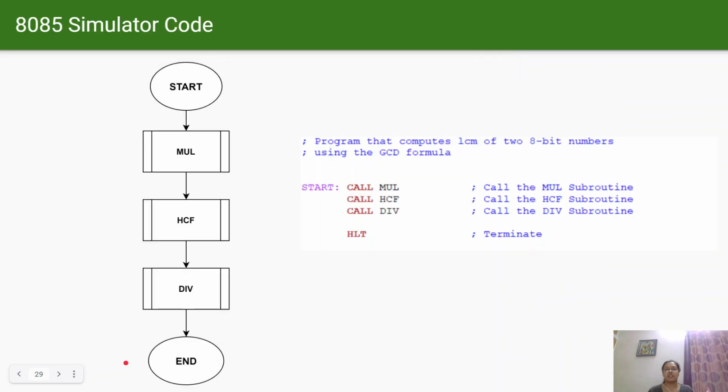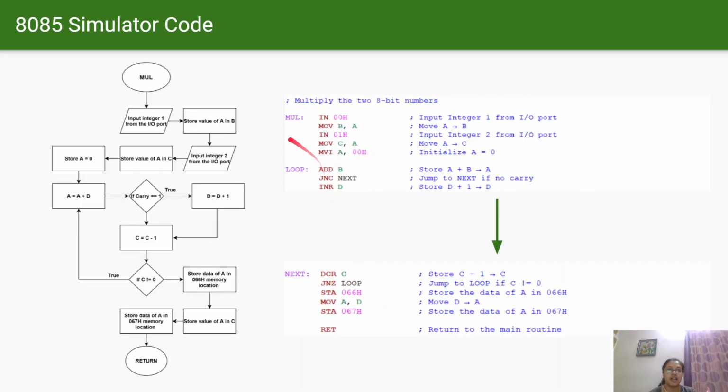So now we will see the GNU code. In the main routine, we only have three call functions that terminate. First we'll call the multiplication subroutine, then the HCF subroutine, and then the division subroutine, and then we'll terminate the program. In the multiplication subroutine, first we'll take both the inputs, the first integer and the second integer, and then store them in the respective registers.